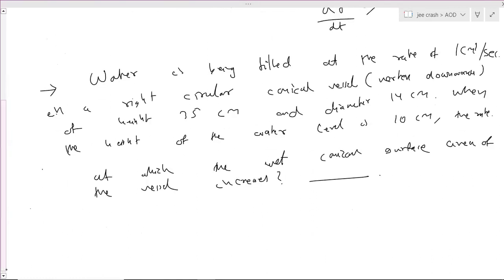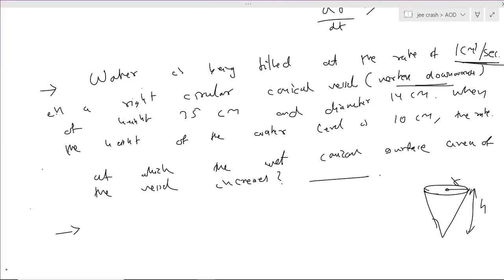So we do not have to think a lot about this question. What they have given: water is being filled at the rate of this. There is a cone like this, vertex downwards. Suppose this is R and this height is H. So they have given you the rate of change of volume. And what they have asked is the wet conical surface area, so they are asking dS upon dt.